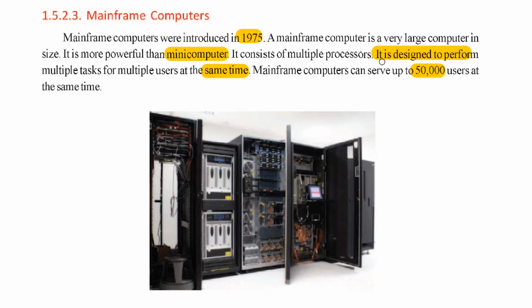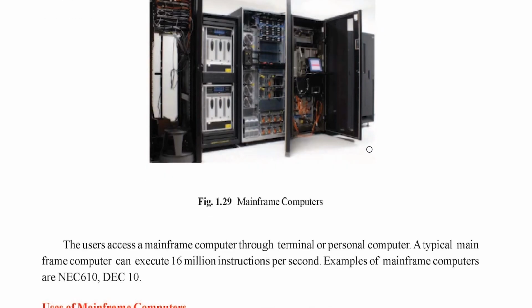And obviously we have many tasks and multiple users at the same time, and as I told you, it normally has multiple processors. Not one or two, but many, at minimum maybe 50. That's why they are very expensive but very powerful. They can support a minimum of up to 50,000 users at the same time.